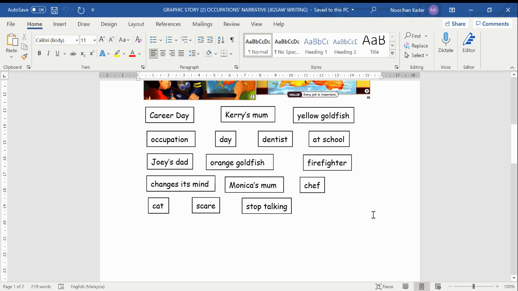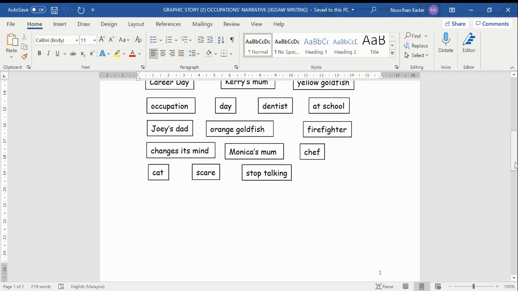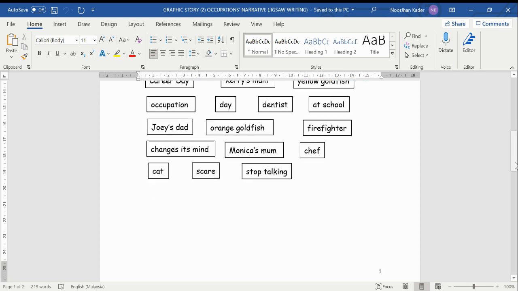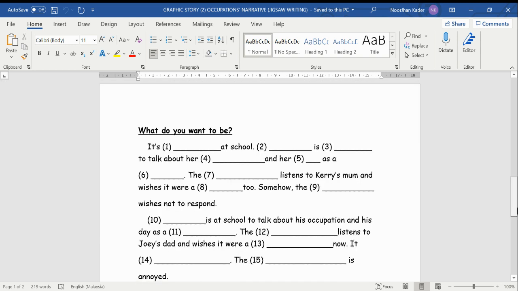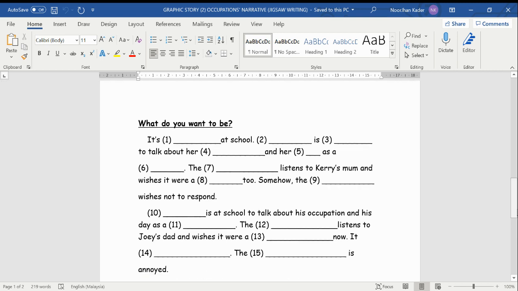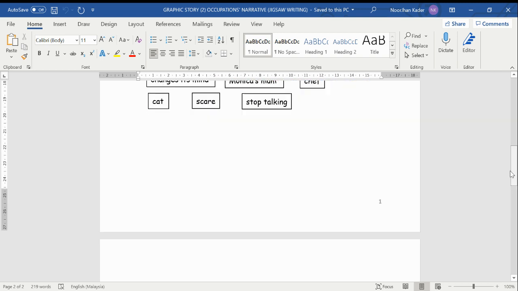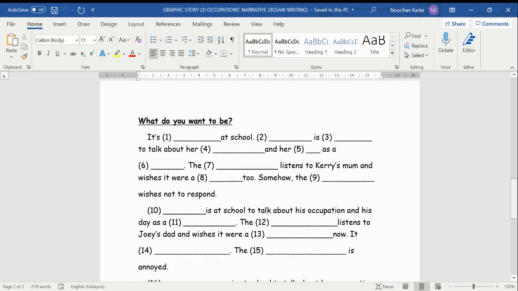So as I already read to you all these words and phrases earlier on, we are going to use all this in our exercise here. I purposely do not want to give you the example of the narrative that we have already done earlier on. I don't want to confuse you with so many things. Okay, let's go to the narrative itself.